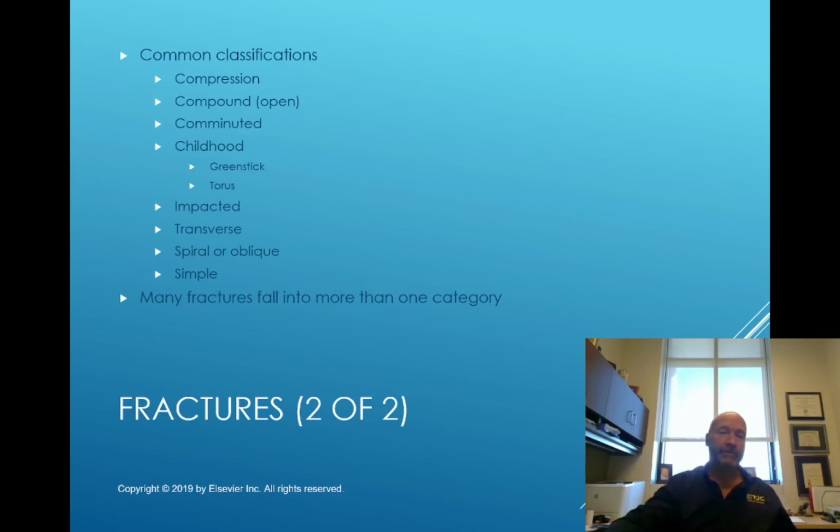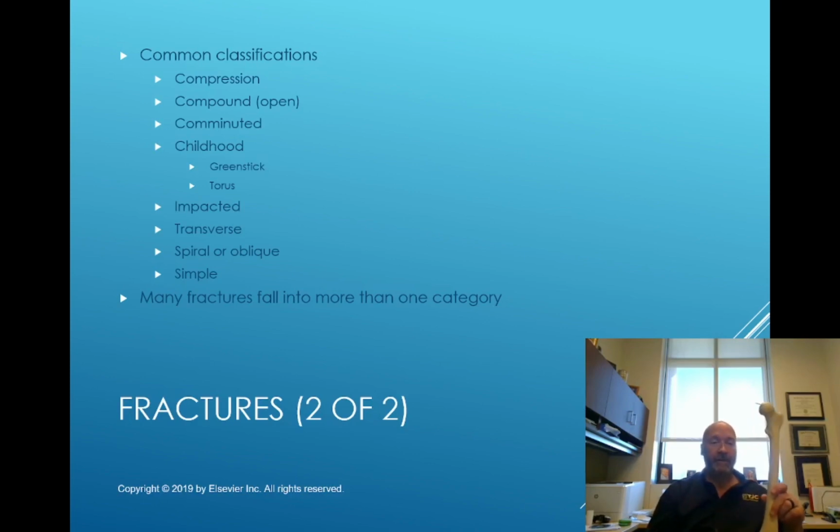So a transverse fracture just goes straight across, as opposed to a spiral or oblique fracture. Kind of has a sharp edge to it. A spiral fracture kind of goes around the bone, as opposed to an oblique fracture that just goes at an angle. So with either one of those two, you're going to have sharp portions to it, and those are the type of fractures that are more common to be open fractures.